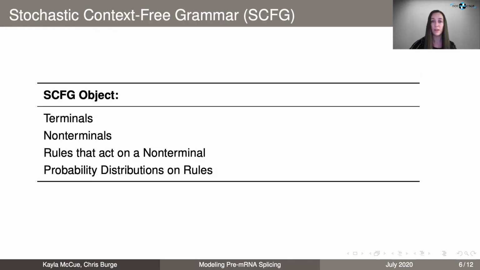Now, the last concept I want to touch on in this sort of background portion of this talk is stochastic context-free grammars, or SCFGs. And let me tell you, being a CSGF fellow studying SCFGs has been a bit of a tongue twister.